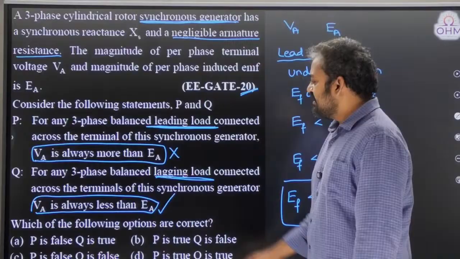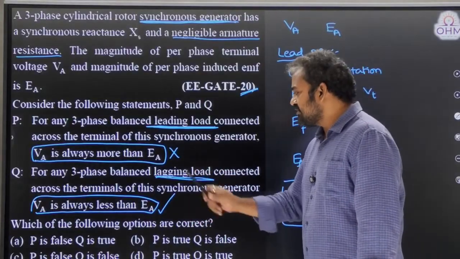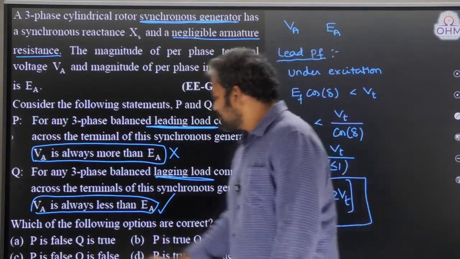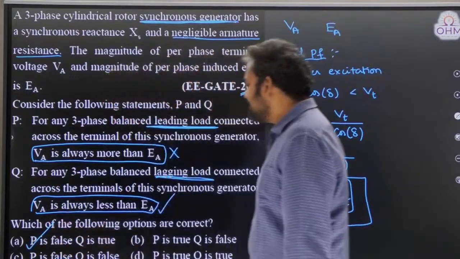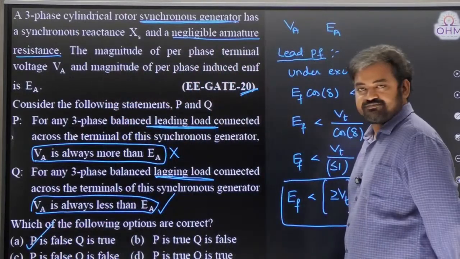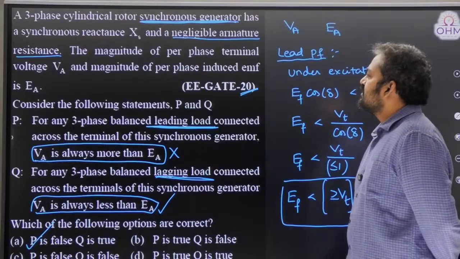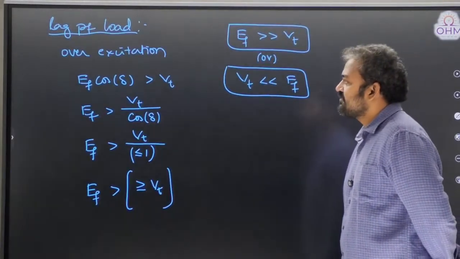Therefore, the answer is P is a wrong statement. Q is a correct statement. So, option A was correct. P is false, Q is true. Got it? Yes. All right.